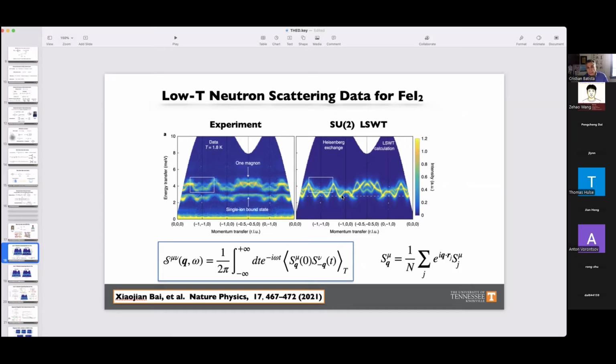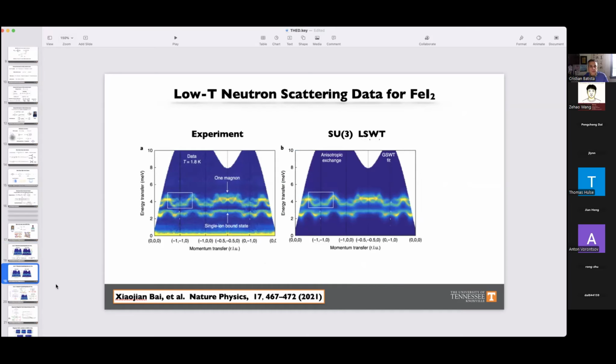But then when you do the usual SU(2) linear spin wave theory, in the way I described before, you get something very different, right? But if instead of using the SU(2) linear spin wave theory, you use the SU(3) linear spin wave theory, now you get an excellent agreement between experiment and theory. And the simple reason is, as you will see in a moment, that in this problem you have two types of modes, two types of collective modes, not one, right?